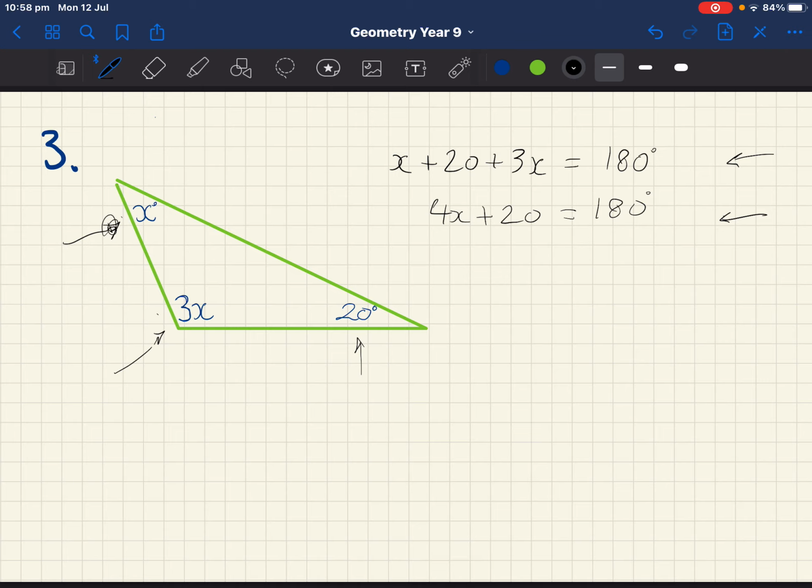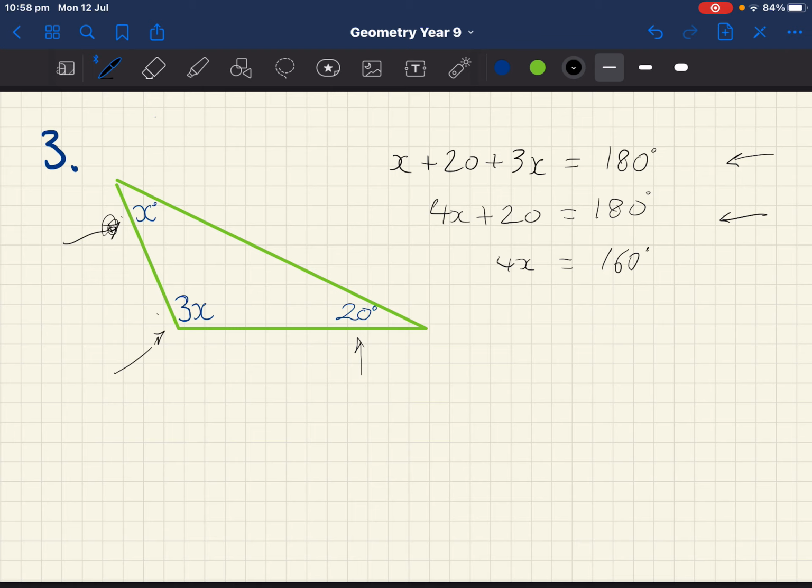Now that I've done that, we've created the equation, top line. We've used our algebra skills just to simplify it down to make it as easy as possible. And now we're going to use our equation skills and solve this equation. Let's get rid of that plus 20. So we're going to minus 20. So we end up with 160 over here, right? That was 180, take away the 20. So now we're left with 4 lots of x is equal to 160.